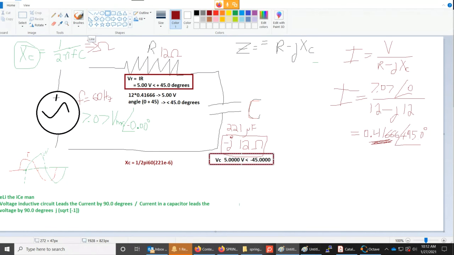I chose the value of my capacitor and my resistance so that it would be a nice right triangle. Usually it doesn't work out that way. All right, so here is my resistance, or my VR. So VR is 5 volts at an angle of 45 degrees. So this has a magnitude of 5 with an angle of 45 degrees.